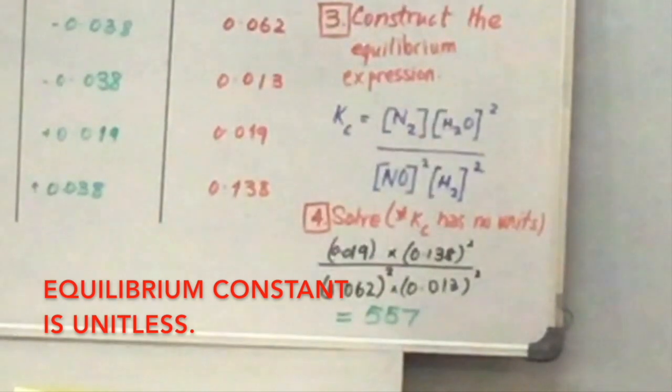Another important point to note is what's missing? The units. Units are missing, and it's supposed to have units missing, because the equilibrium constant is what we call a unitless constant. It doesn't have any units.